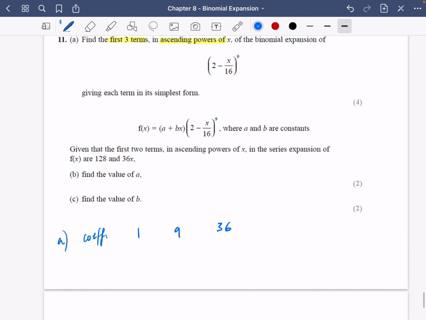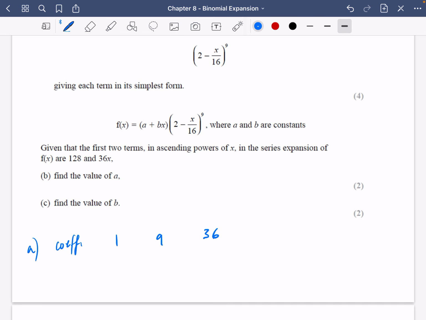We want ascending powers of x. So we're going to have our 2 powers going down and our minus x over 16 powers going up. Never forget those negatives, be really careful there. 2 to the power of 9, 2 to the power of 8, 2 to the power of 7. And then we're going to have 1, minus x over 16, and minus x over 16 squared. Just going to multiply down these lists.